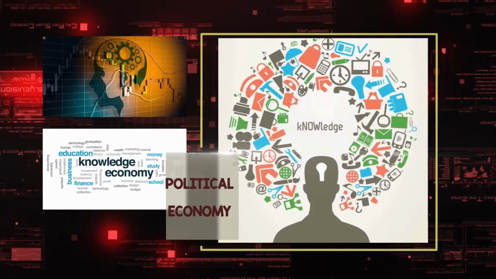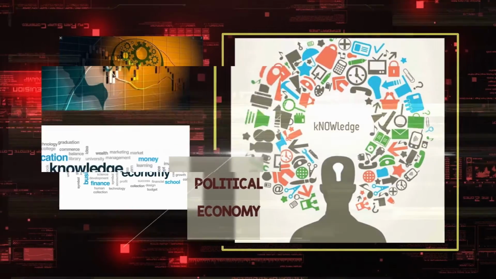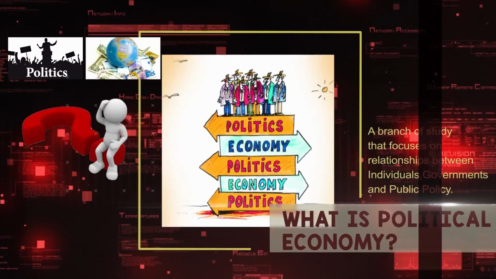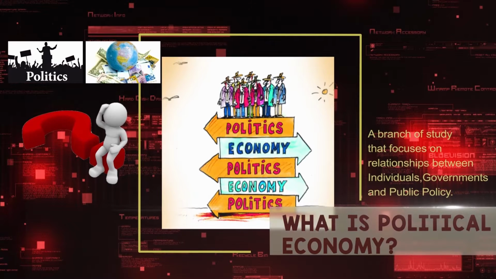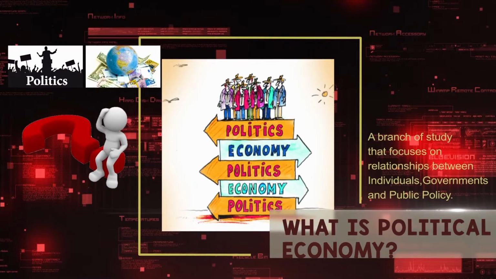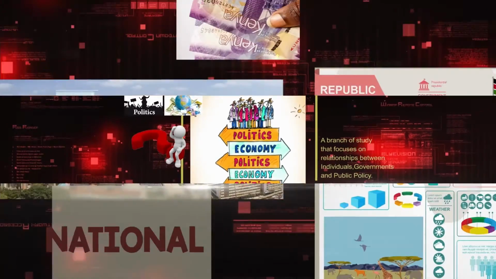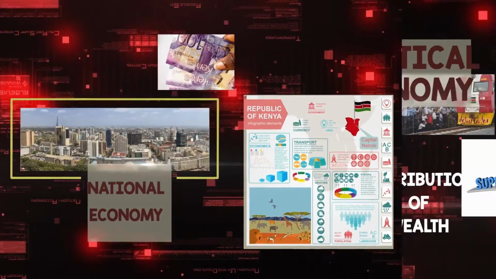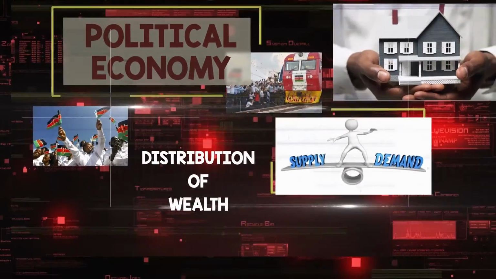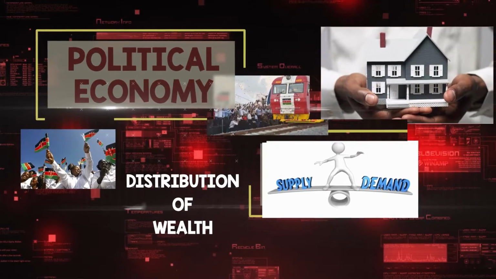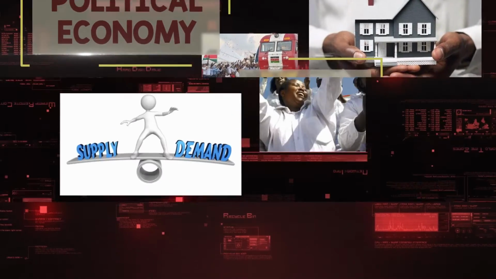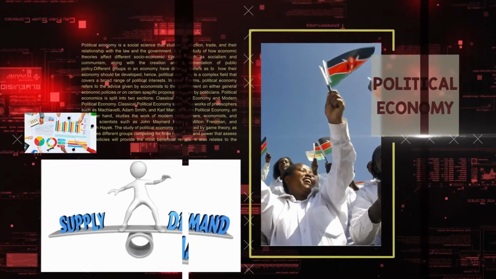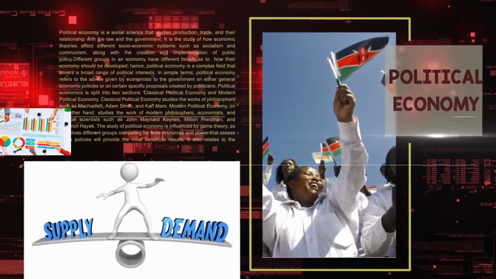This show considers knowledge using a lens of political economy. What is political economy, you ask? Well, the big answer is that it is a branch of study that focuses on relationships between individuals, governments, and public policy. Then, it considers how these policies affect the nation's economy. The more simple definition of political economy considers ideas like the distribution of wealth, ownership of property, and issues of supply and demand. It essentially looks at all matters of development while keeping a keen eye on the politics of the day.